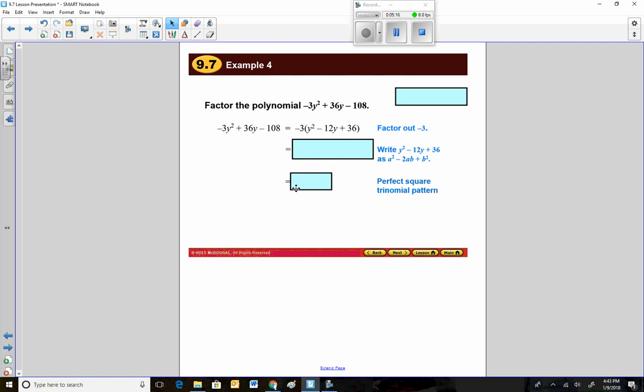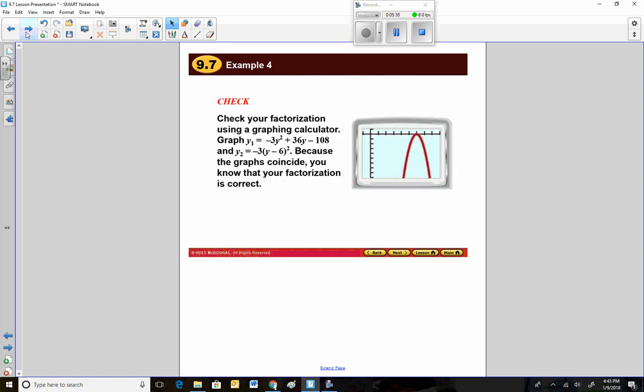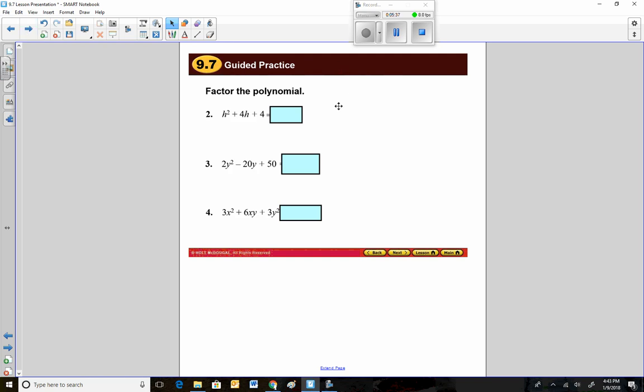Then we take the negative 3, we pull it down. Square root of y squared is y. Square root of 36 is 6. It has a minus sign, so we bring our minus sign. Quantity squared. Double check to make sure you're allowed to use this. Negative 6y, double it, negative 12y. It's my middle term, so I'm allowed to use this type of factoring. All right. I would like you guys to try these 3 questions on your own. Pause your video.